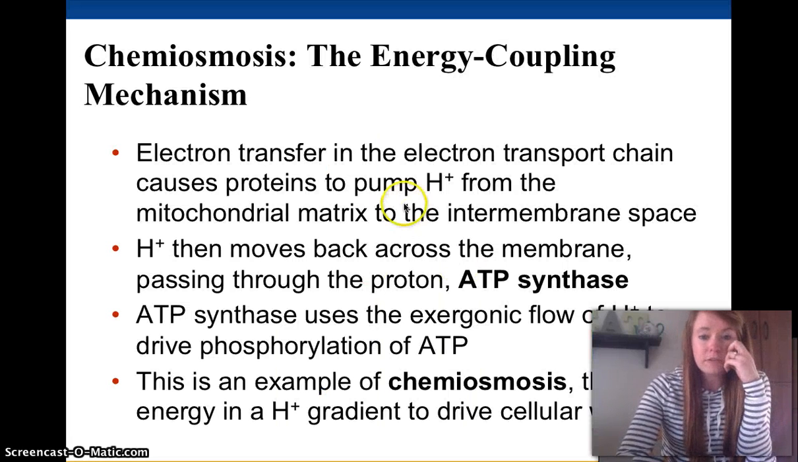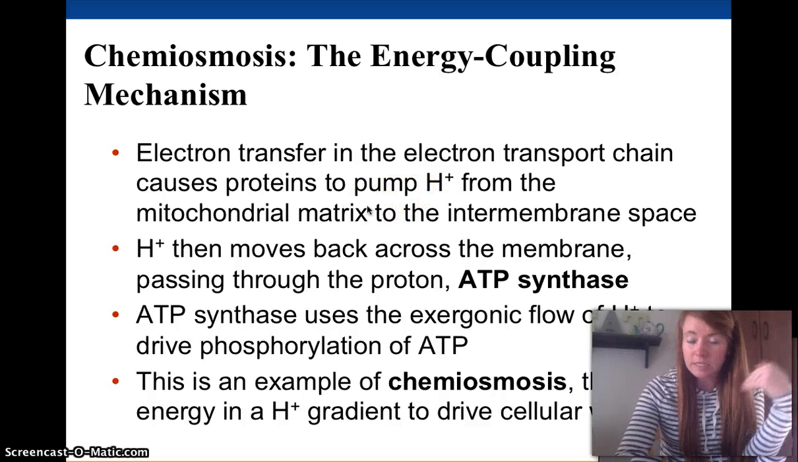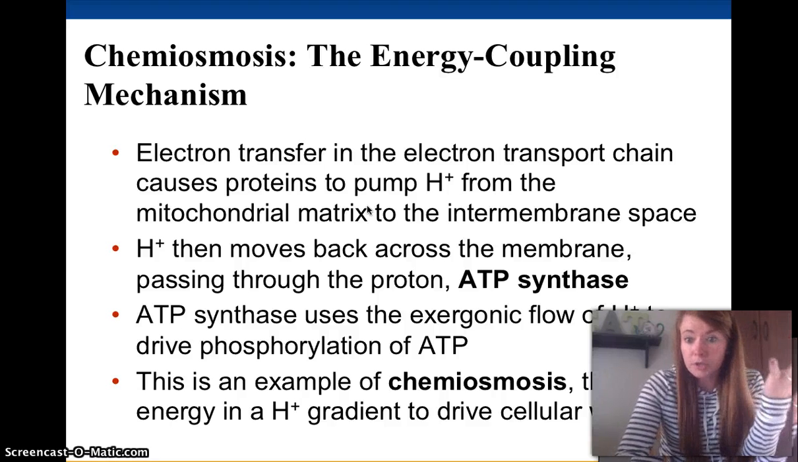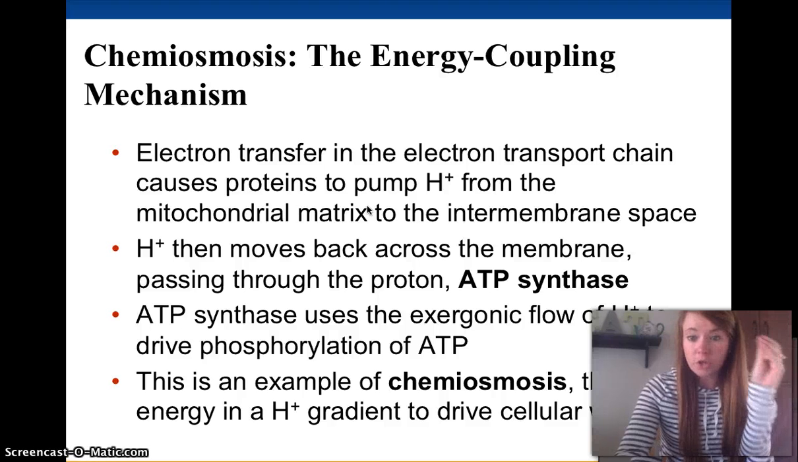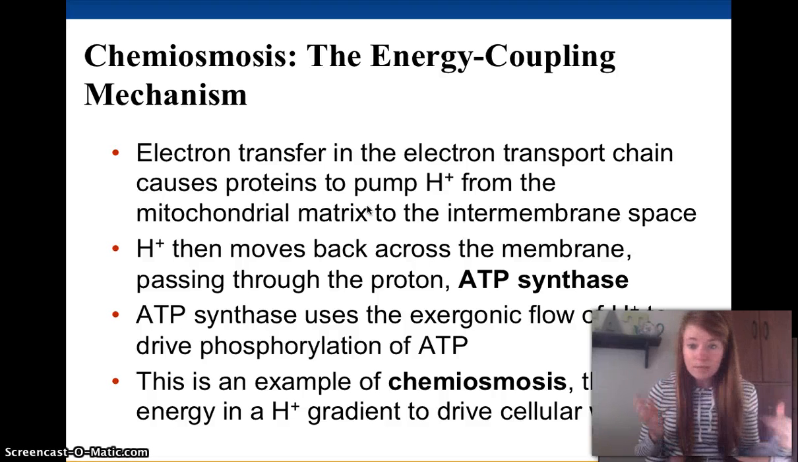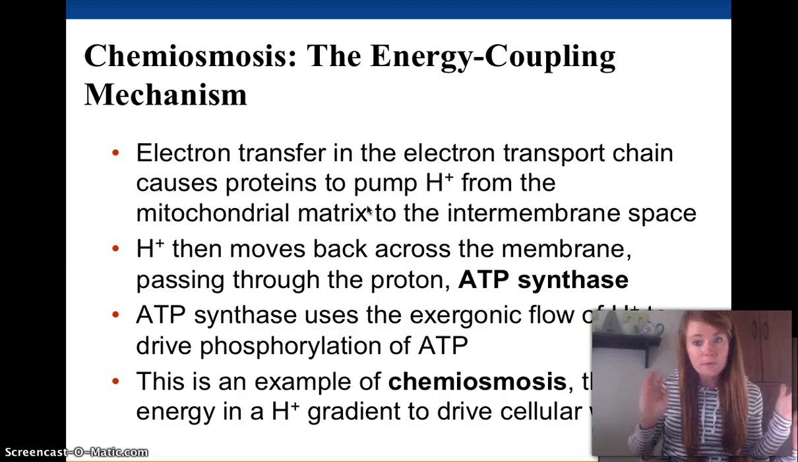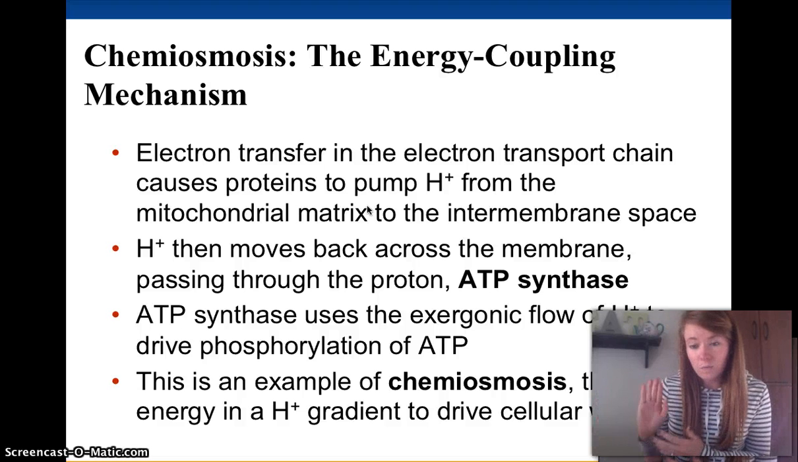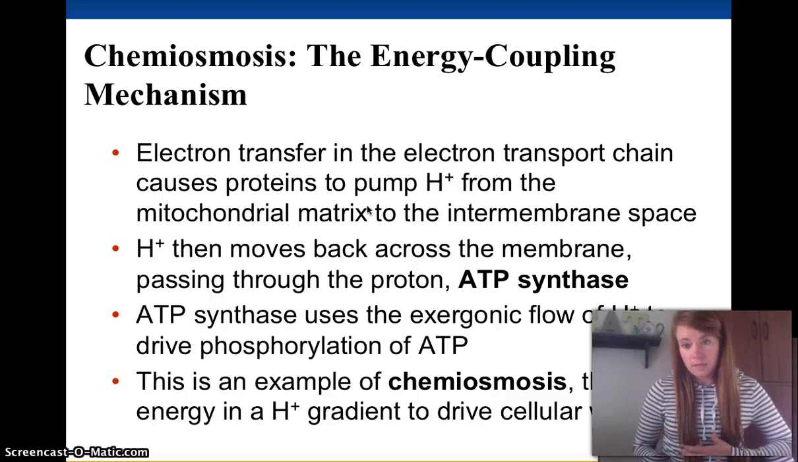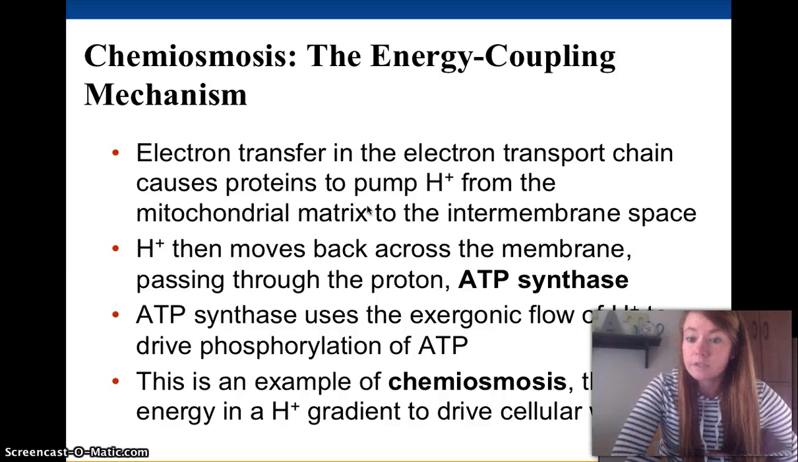So, electron transfer to the electron transport chain causes proteins to pump H+ from the mitochondrial matrix to the intermembrane space. Now, we've created this super gradient. Basically, there's so many more H+ in the intermembrane space than there are inside of the matrix. And those protons, they do not want to be near each other. Just like if I were to make all of you students sit on one side of the classroom, you all would hate that, right? So these protons are looking for any way to get back across the membrane, and they can't cross on their own because they're charged.